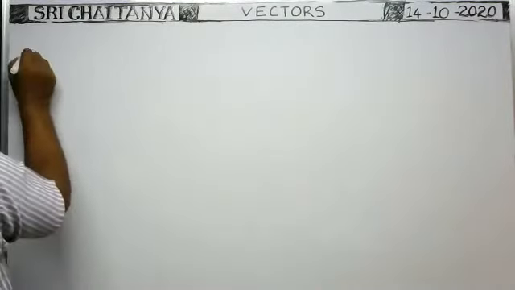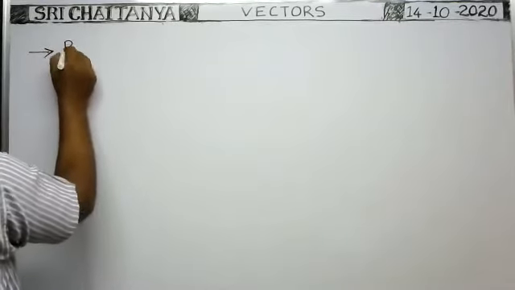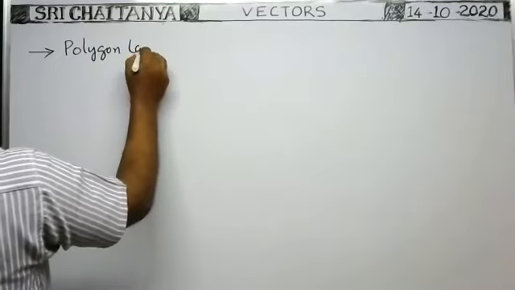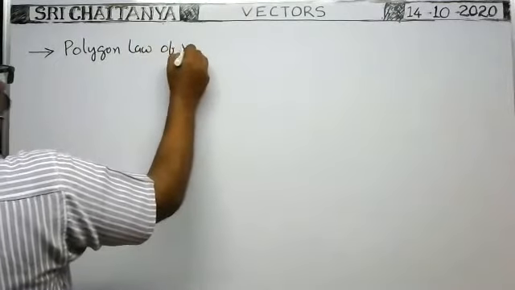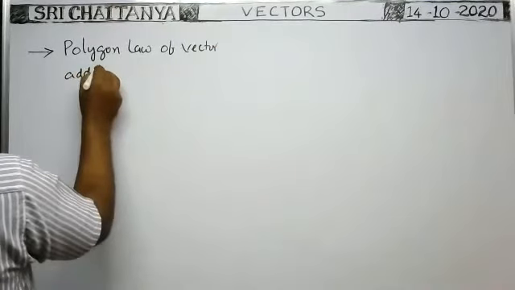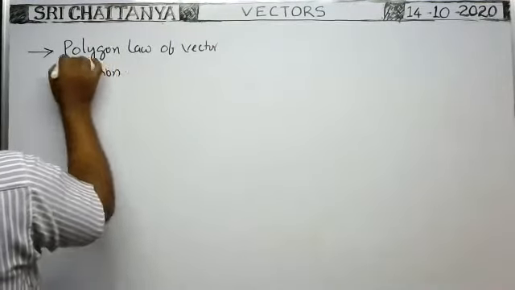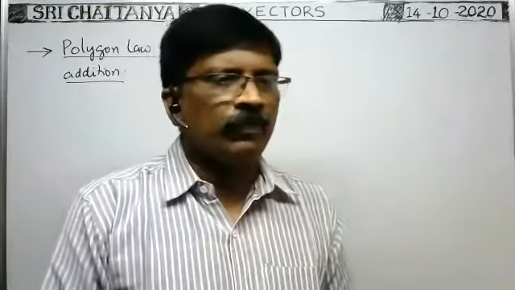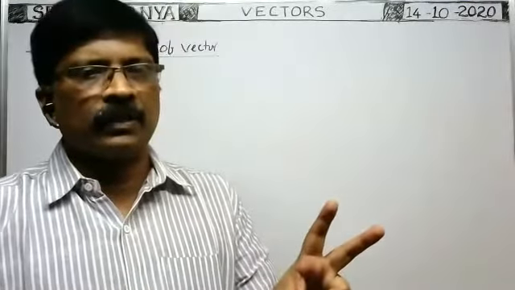Next, polygon law of vector addition. So far we have discussed when two vectors act on a particle simultaneously.